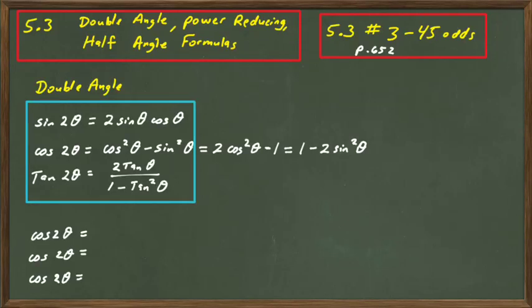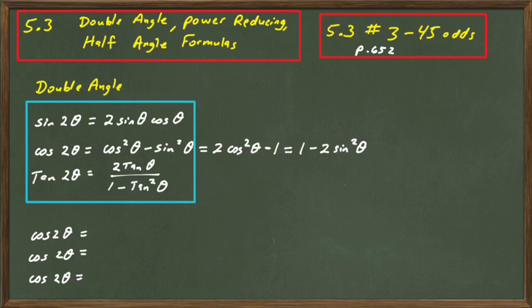Okay, I'm introducing section 5.3 in pre-calculus. It deals with double angle, power reducing, and half angle formulas. The assignment is going to be 5.3, 3 to 45 odds. That's on page 652. The double angles I listed here.